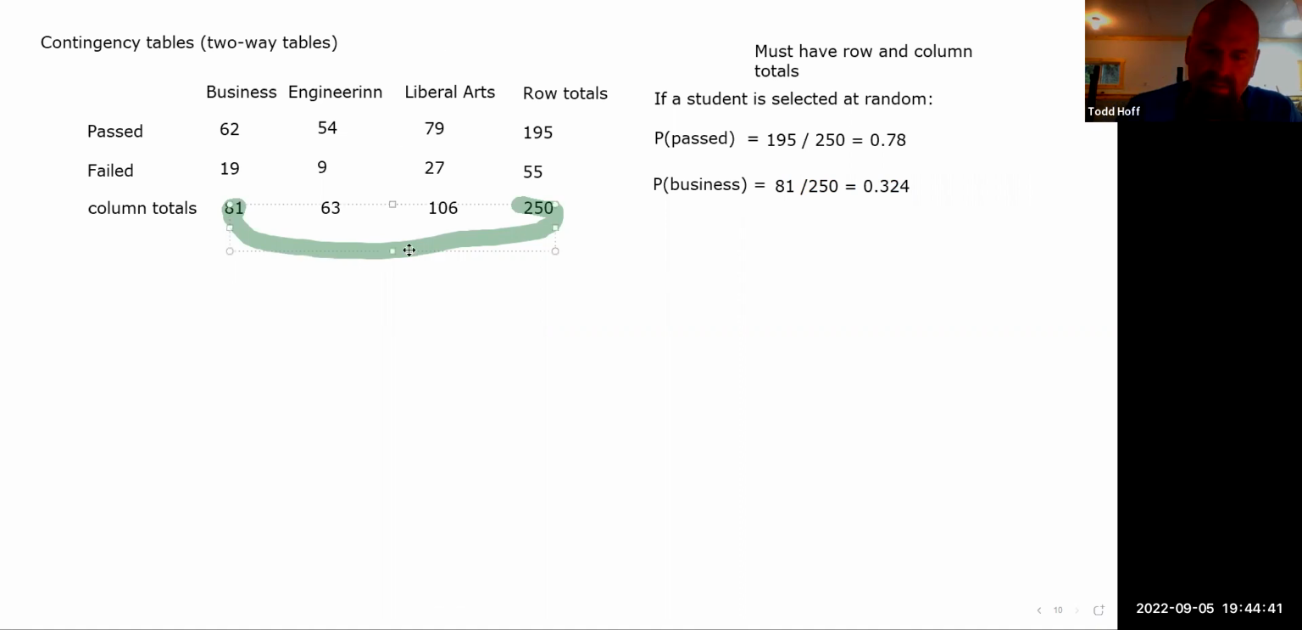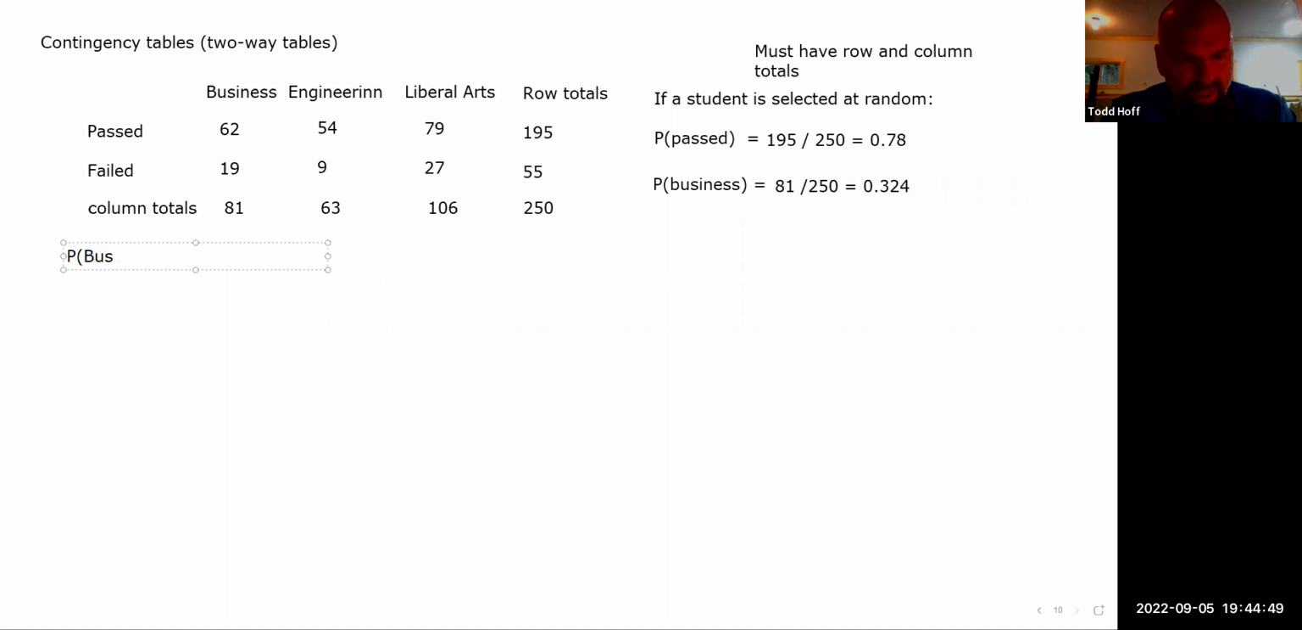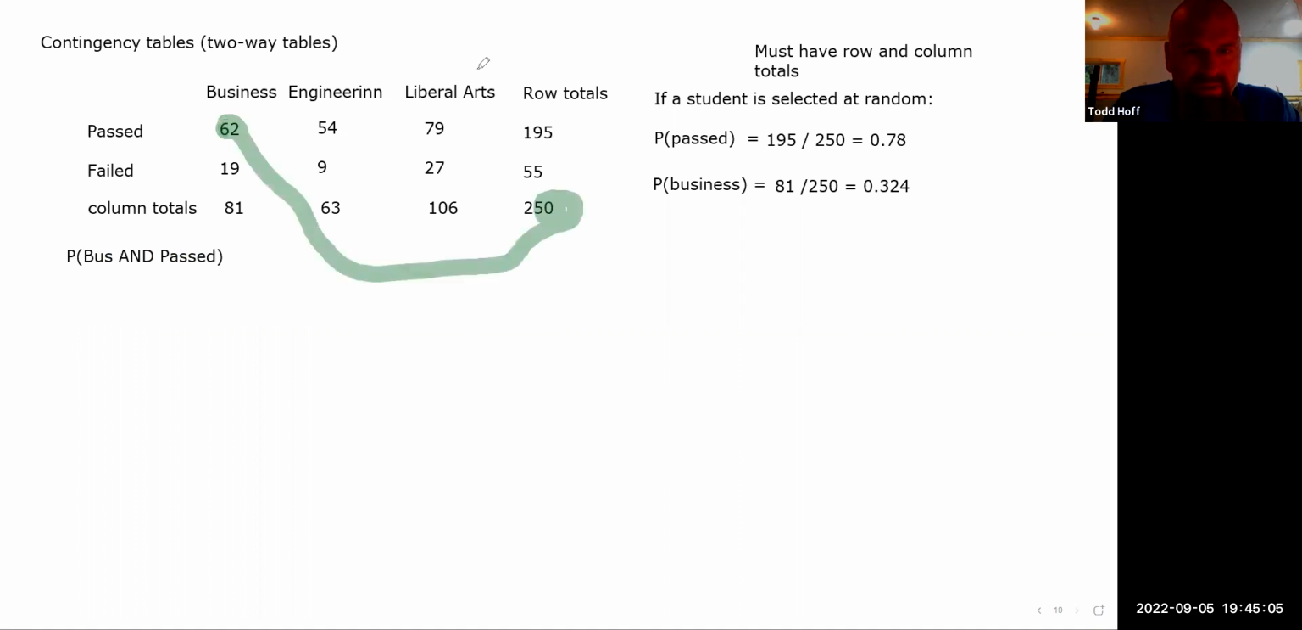Let's get rid of this. And let's ask, what's the probability they're business school and passed? So now we're looking inside the table. We're only looking at those that are both business school and passed. Well, here's business and passed, these 62, still out of the 250 total. So that's 62 out of 250. So 0.248 is that probability.